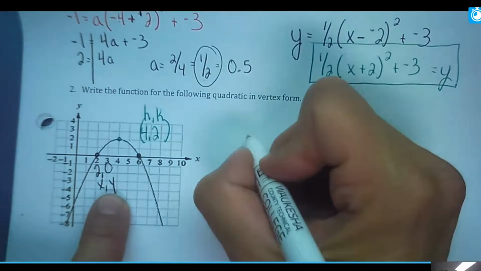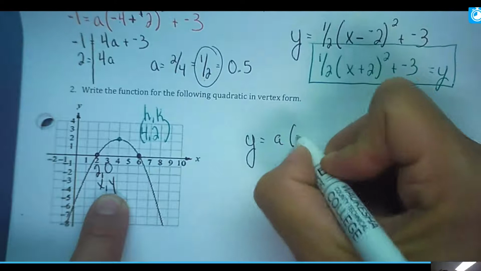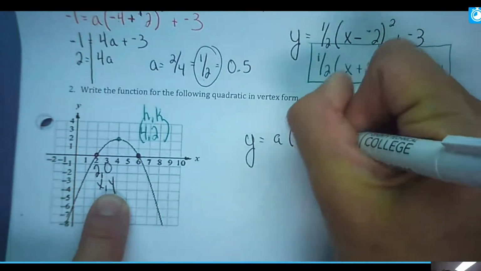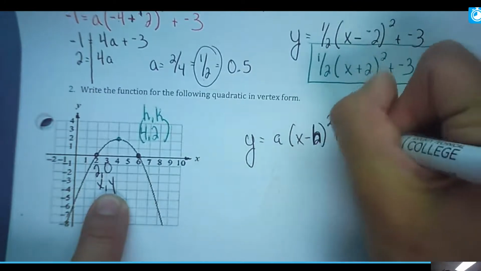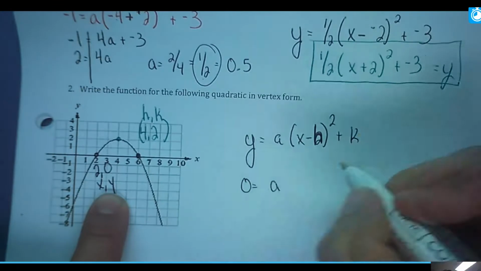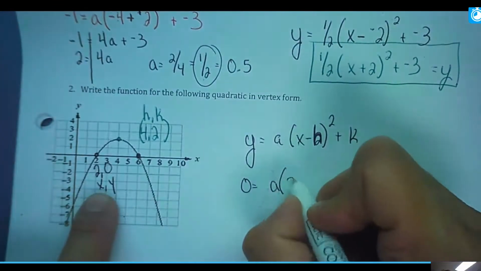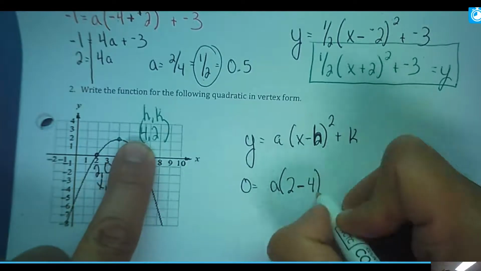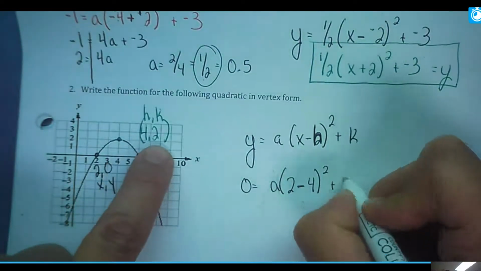So in for y, so let me rewrite it. It is a quadratic. I know that because of the shape. Oops, that's not what I meant to do. In for y will go 0. A is what we're going to do the math for to figure it out. In for x will go 2. Minus, always minus, put in my h, 4 squared plus the k value.